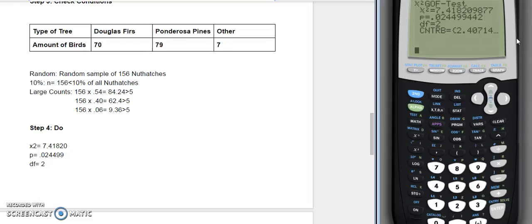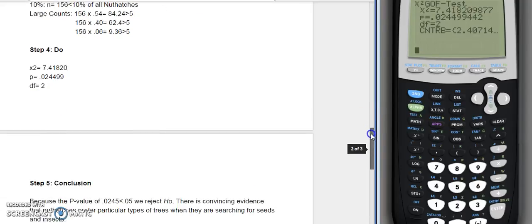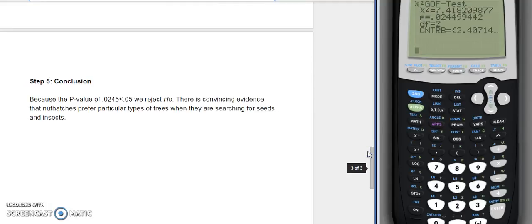In this problem, our chi-square value is 7.41820. Our p-value is 0.024499, and the degrees of freedom is 2. The final step in completing this chi-square goodness of fit test is the conclusion. The point of completing the chi-square goodness of fit test on our calculator was to find the p-value. In our conclusion, we say, because the p-value of 0.0245 is less than 0.05, we reject the null.